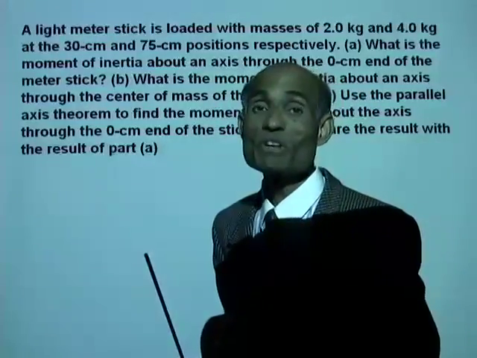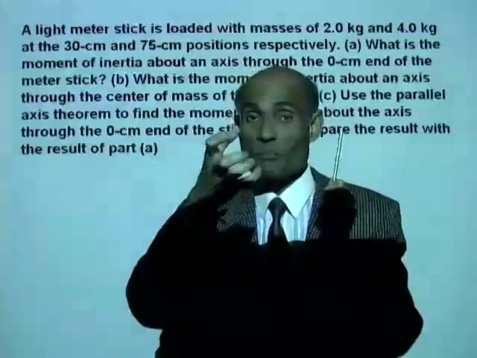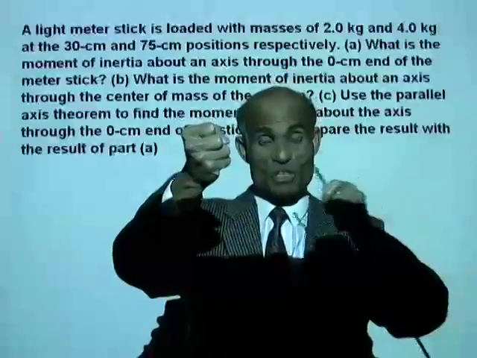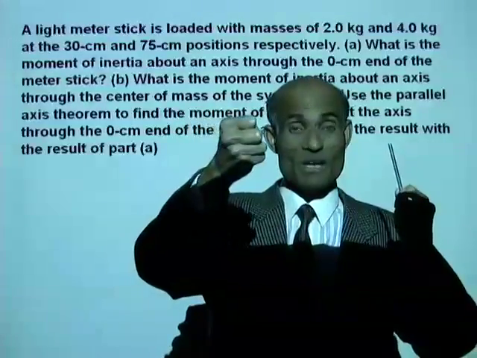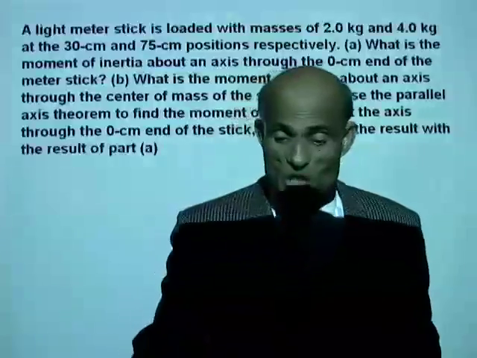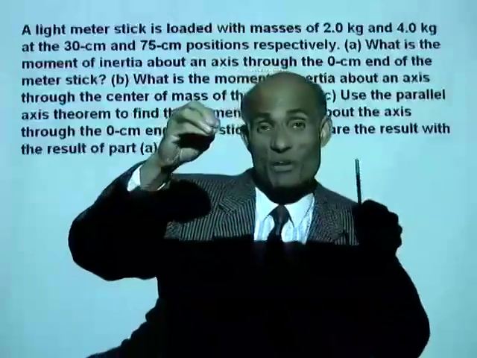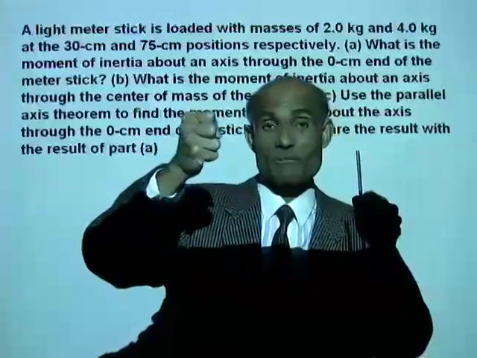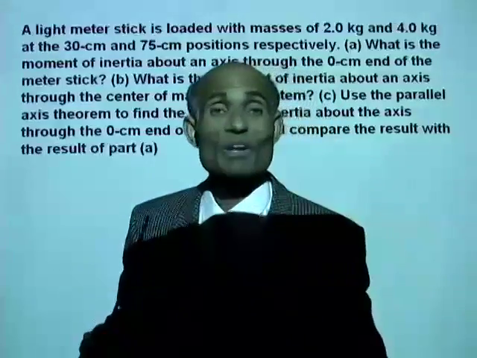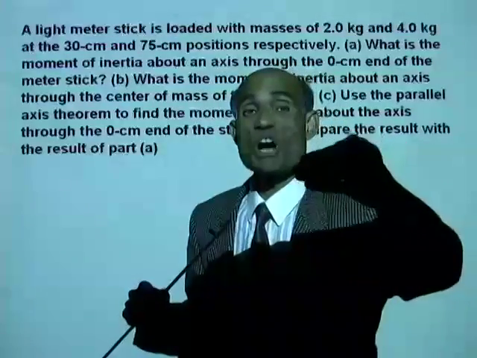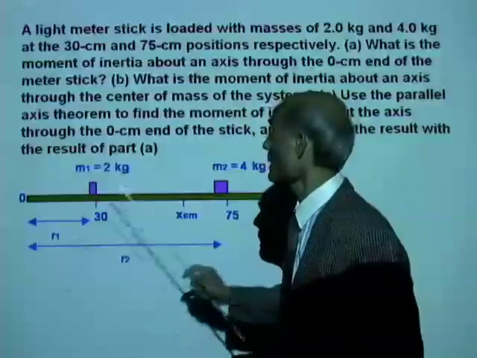Well, moment of inertia of an object of mass m situated at a distance r from the axis of rotation. Do you remember that equation? What is the moment of inertia of an object of mass m placed at a distance r from the axis of rotation? It is mr squared. The moment of inertia of an object placed at a distance r from the axis of rotation is mr squared.